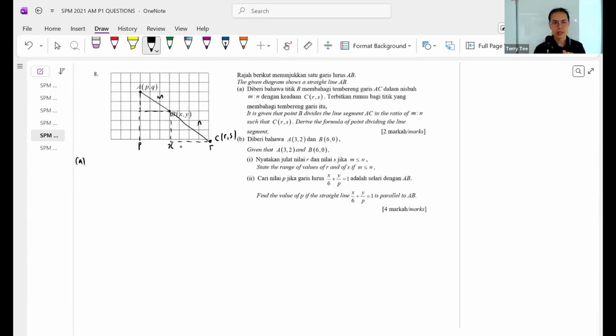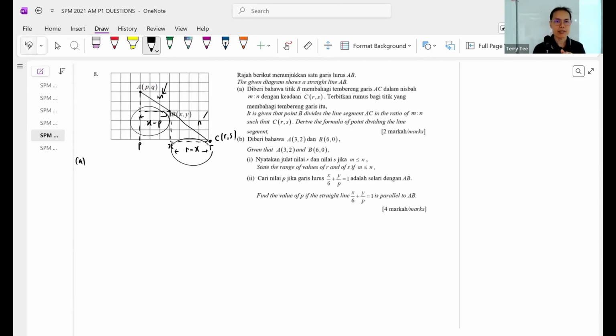R is your x coordinate. So the length from here to here is x minus P. The length from here to here is R minus x. So if you use similar triangles, the ratio of this x divided by this x must equal the length of this m divided by this n. The ratio must be the same.